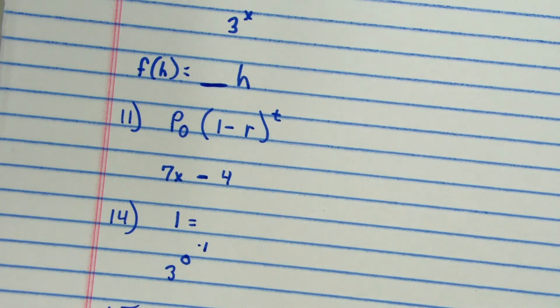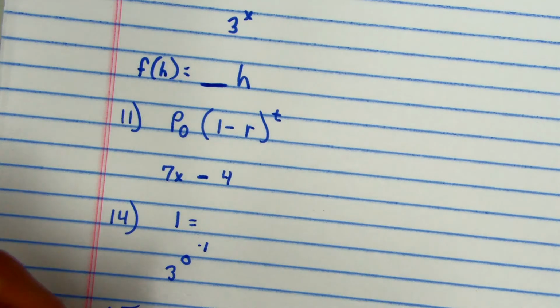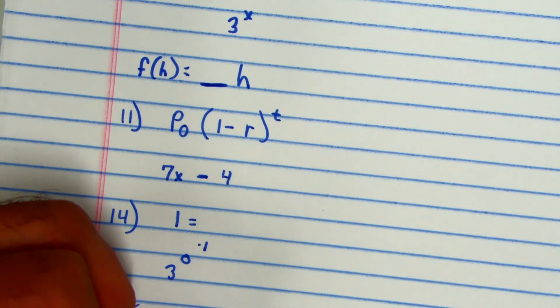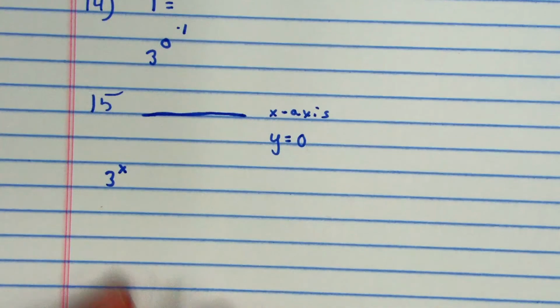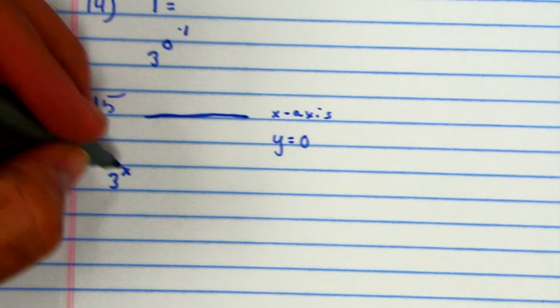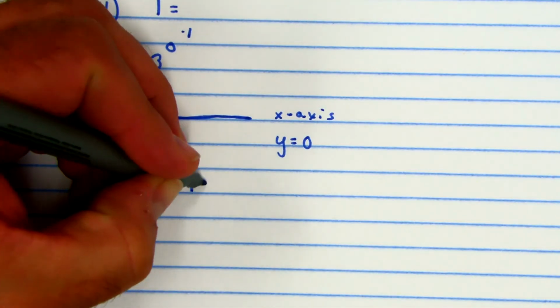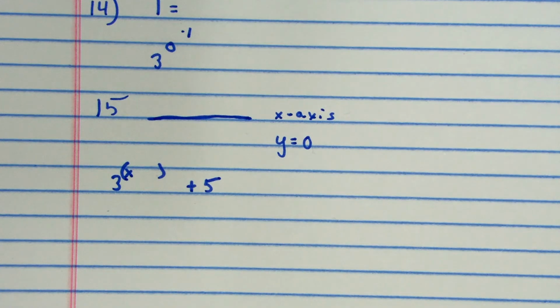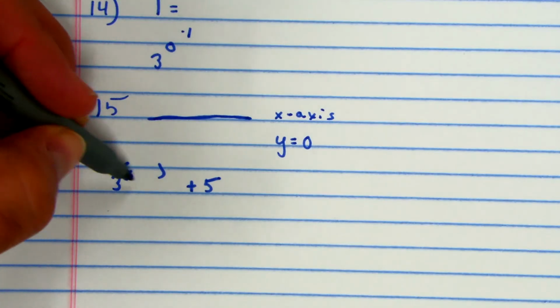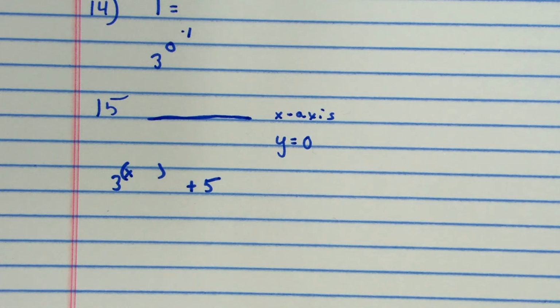Problem 17. It said which one of those is translated from 3 to the x. So you're now supposed to take 3 to the x. And it wants you to translate it up, which means it's outside of the parentheses, which means it'll be plus 5. All right. And you're done. If it had said move left to right, then you would have put a math problem inside the parentheses.